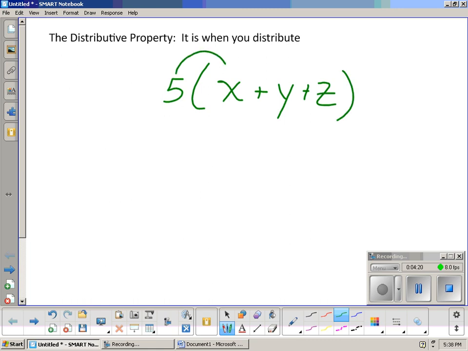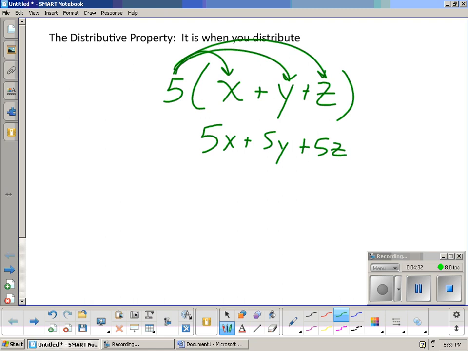And now you've got to do 5 times x, which is 5x, 5 times y, which is 5y, and 5 times z, which is 5z. You guys cool with that? So again, you're distributing this 5. It's when everything gets distributed. And you're distributing that 5 out, because if you remember, you have 5 sets of x plus y plus z. So that means you've got 5 x's, 5 y's, and 5 z's.